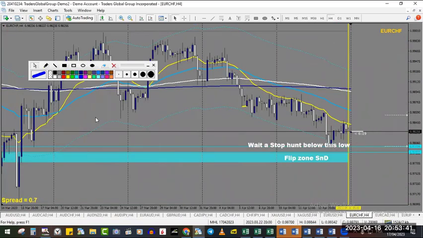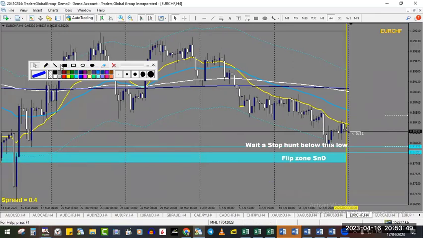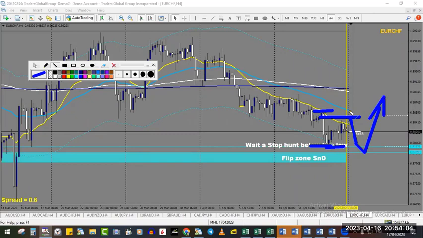I would still expect this flip zone level right here to give me some chance for a nice real reversal. Because on the price action on the 4 hour, what you can see is there is still this impulsive move going down, and price might just trigger the supply zone right here and then fall, then reach for this low. And then from there, I would expect the market to rise after taking this liquidity.